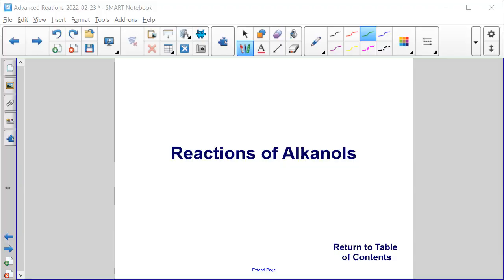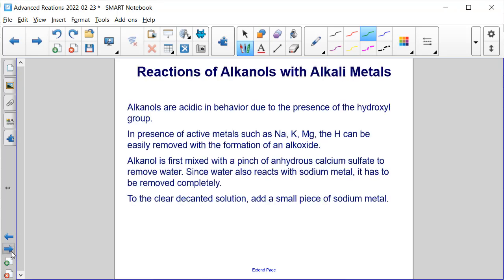All right, in this section, we'll talk about reactions of alkanols. Alkanols are acidic in behavior due to the presence of the hydroxyl group, the OH group. In the presence of active metals such as sodium, potassium, and magnesium, the hydrogen on that hydroxyl group can be easily removed with the formation of an alkoxide.